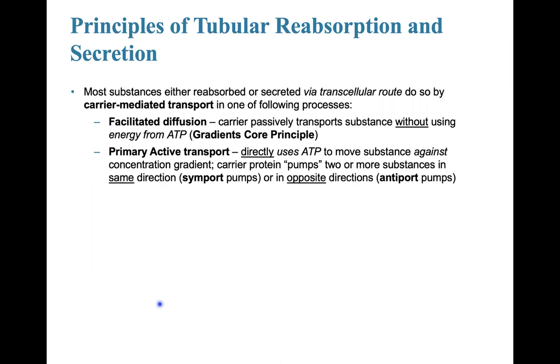Primary active transport directly uses ATP to move substances against a concentration gradient. The carrier protein pumps 2 or more substances in the same direction, which is referred to as a symport, or in opposite directions, which is referred to as an antiport.